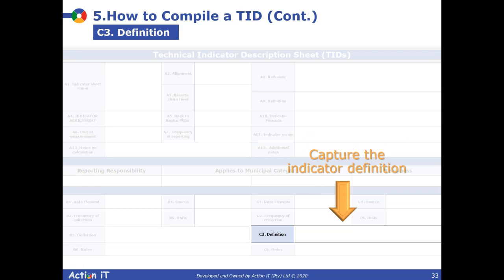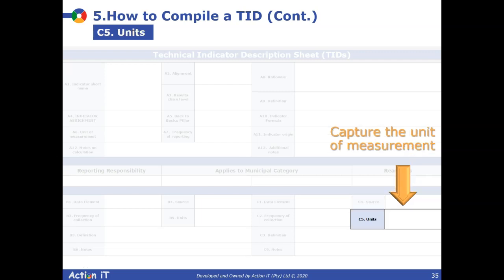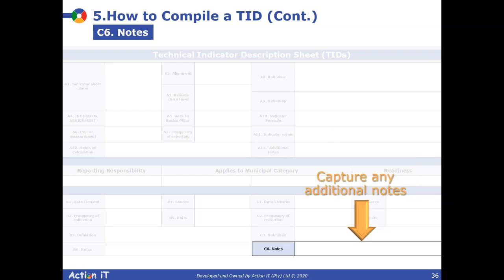In C3 definition, capture the definition of the second data element as the estimated population of the municipality in the year. In C4 source, capture the source of the data element as the Stats SA mid-year population estimate. In C5 units, capture the units as number of people. In C6 notes, capture none as there are no additional notes that need to be captured.